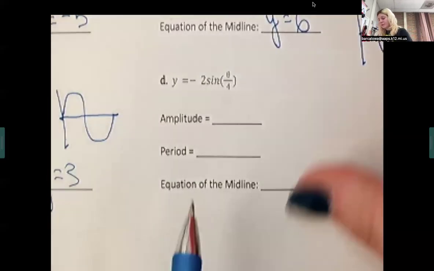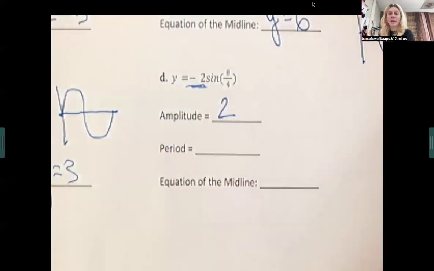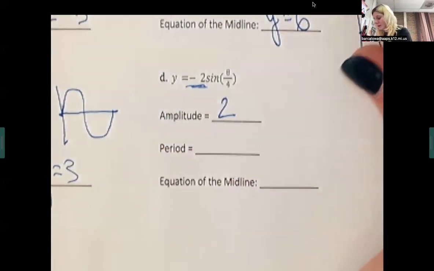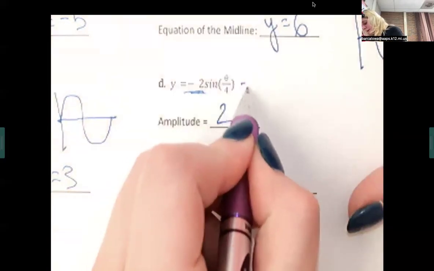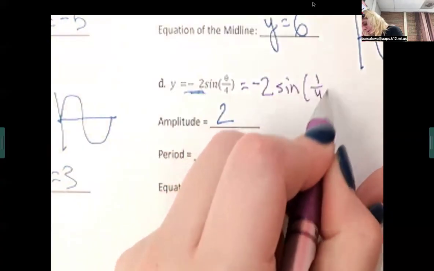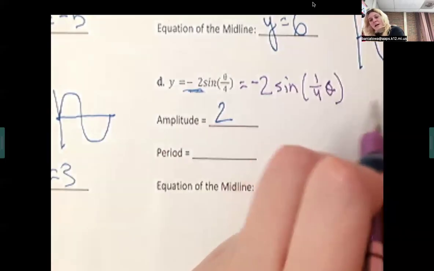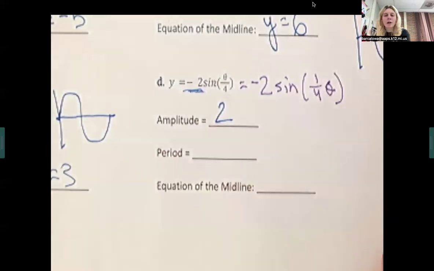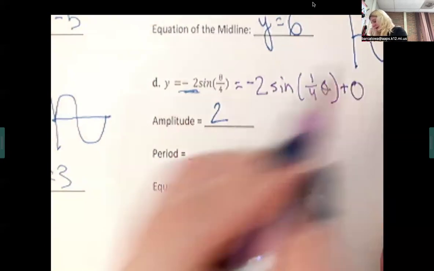All right, amplitude. Again, the number in front, but it's always positive. Amplitude is always positive. I'm going to rewrite this one again because it looks like I have a fraction going on. So I should have -2 sine 1/4 theta. Okay, and hey, there's nothing happening here. So think about what number represents nothing. 0. So I can add a 0 out there.